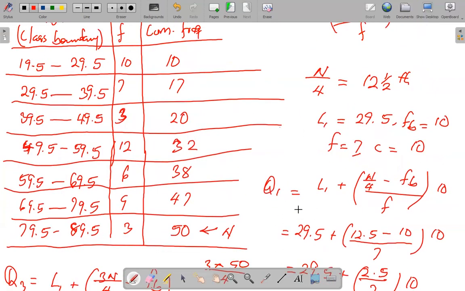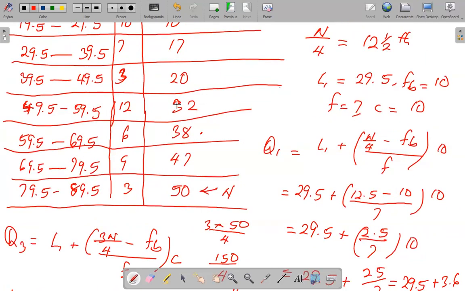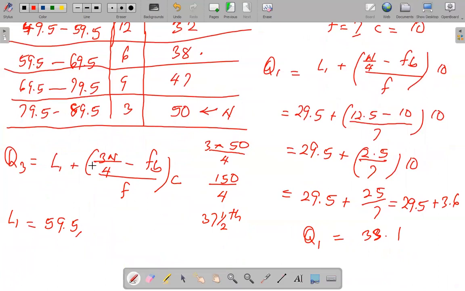So our upper quartile lies in the 37 and a half position in the cumulative frequency. How do we locate that? Look at our cumulative frequency. 37 lies in this row here, because before this row, the highest cumulative frequency is 32, which is far below 37. Anything from 33 to 38 is in this row, meaning our 37 and a half item is in this row. The lower class boundary there is 59.5. Therefore, L1 is 59.5. FB is the cumulative frequency before that row, which is 32.